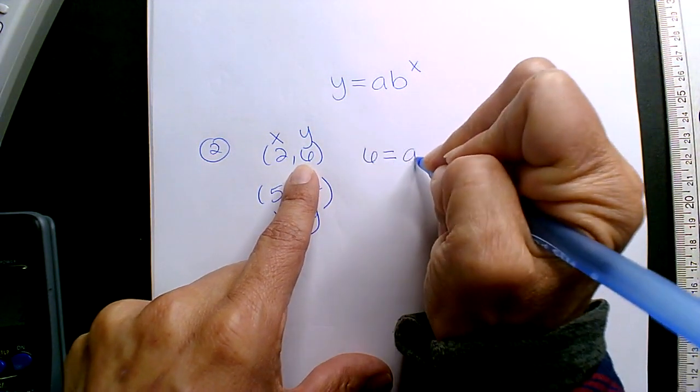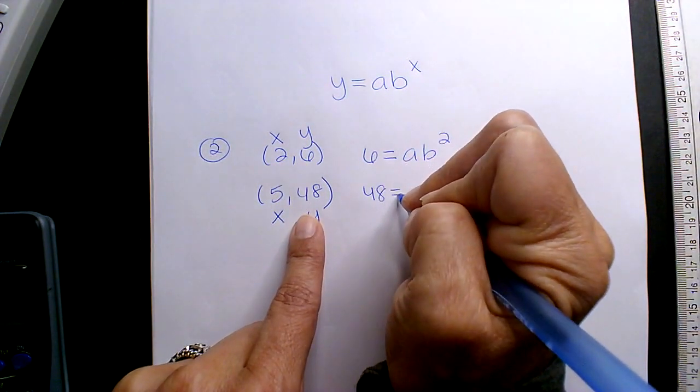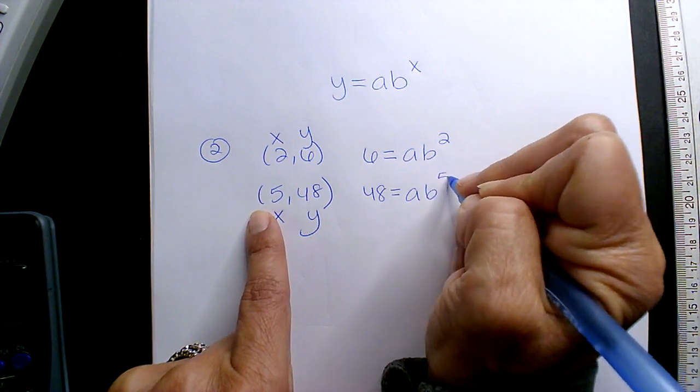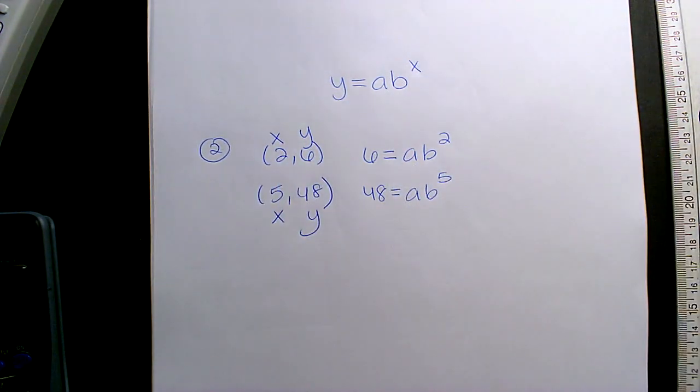6 is y, a, b, x is the 2. 48, a, b, x is the 5. So, I don't know, start from the back and write forward. I get quizzes and tests, and you guys have the x and the y switched, even though you know better.